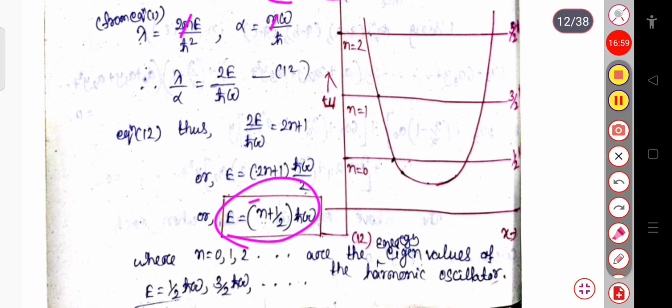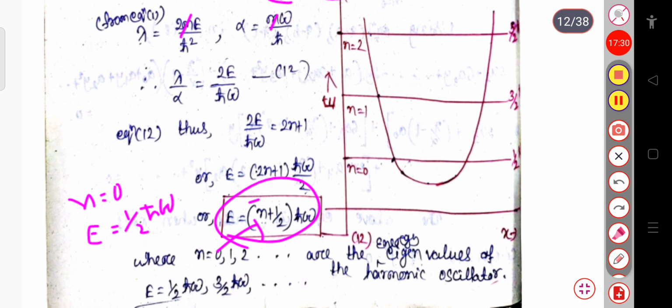And here if you put the values 0, 1, 2 and so on, when n equals 0, this will be 1 by 2 h-bar omega. When n equals 1, this will be 1 plus half, that is 3 by 2 h-bar omega, and so on. When n equals 0, the value of E will be 0 plus half, meaning 1 by 2 h-bar omega, and that is the ground state energy, also called the zero point energy.